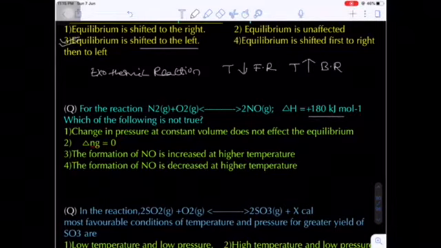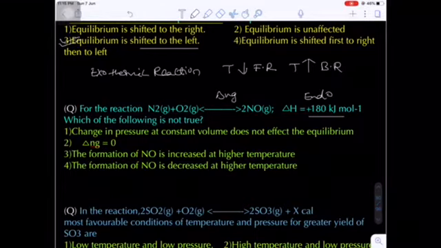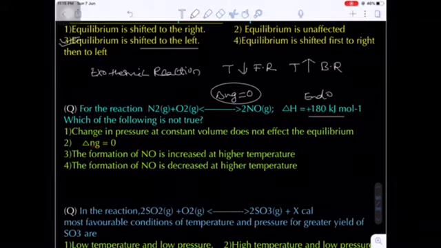Here the delta H value is positive. This corresponds to what? An endothermic reaction. Which statement is not true for the following reaction? Change in pressure at constant volume does not affect the equilibrium. This is a correct explanation, because the number of moles is 1 plus 1 on the left side and 2 moles on the right, so the total change in the number of moles will be how much? 0. If the delta Ng value is 0, there will be no effect of pressure or volume.